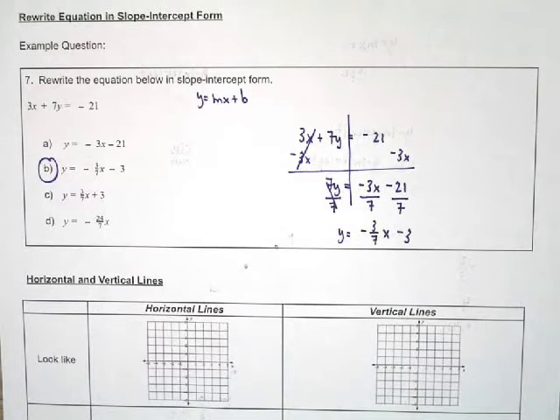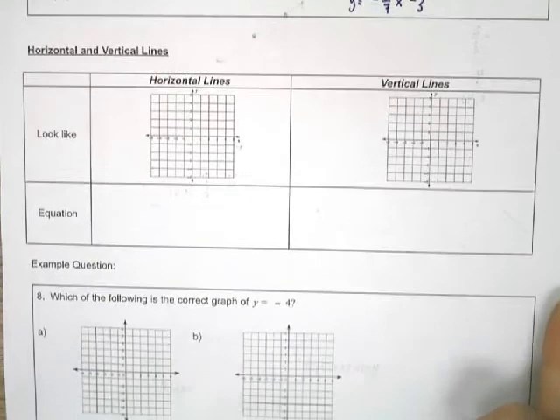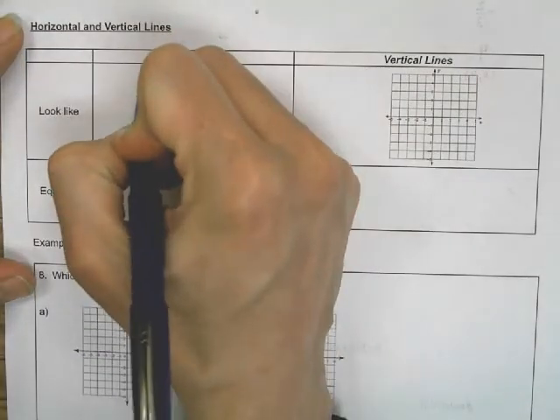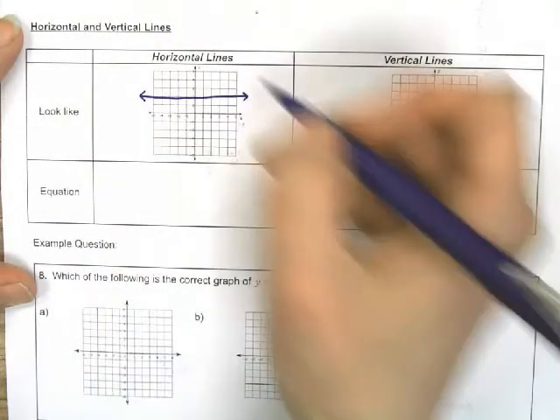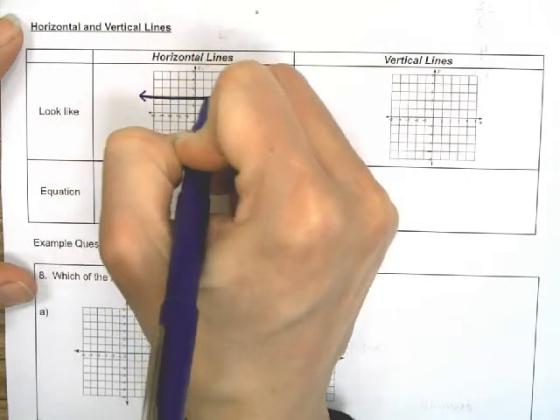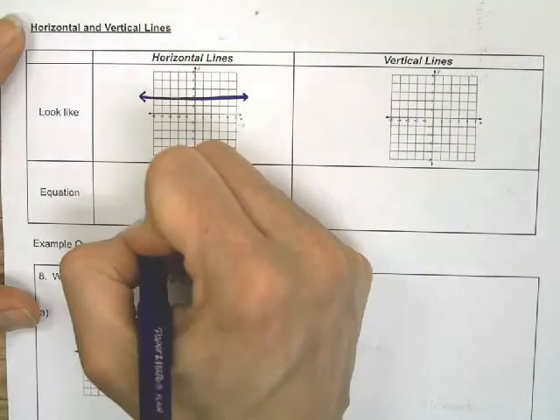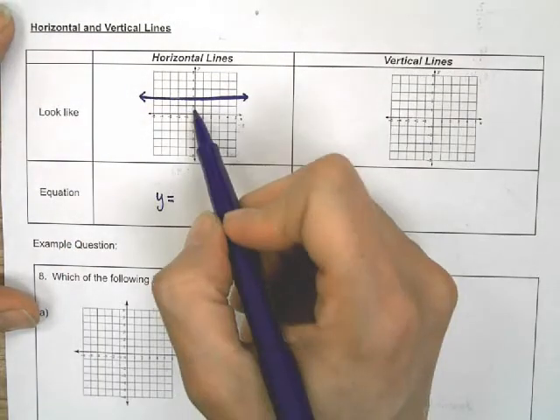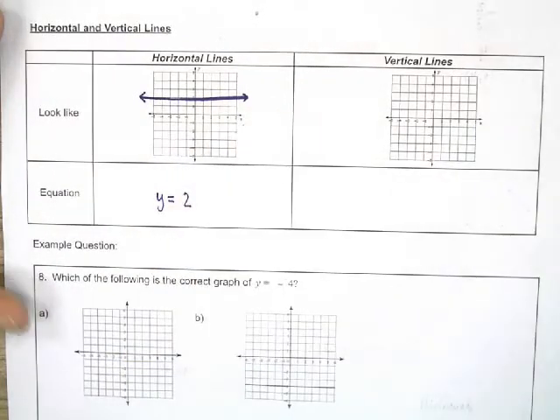All right, and last but not least, we have horizontal and vertical lines. So first of all, we just need to remember horizontal lines look like this. Okay, it's a little wobbly. I apologize for that. Okay, horizontal lines. And remember, their equation looks like y equals a number. So in this case, since we crossed the y-axis at 2, my equation is y equals 2.